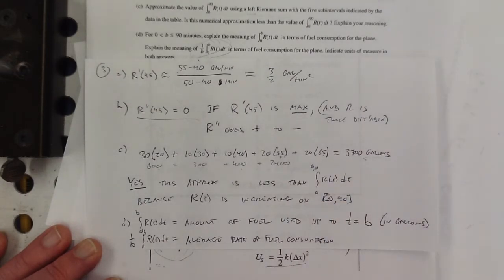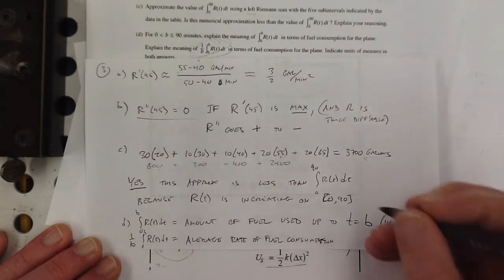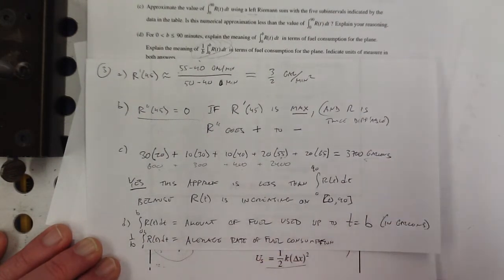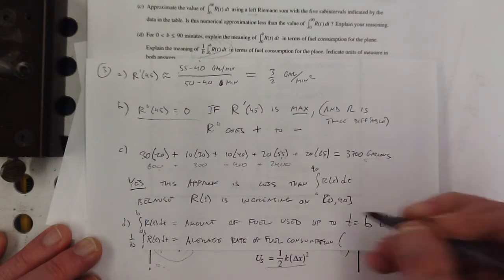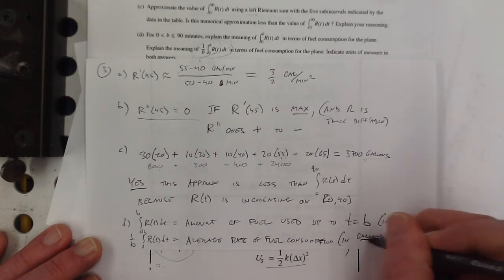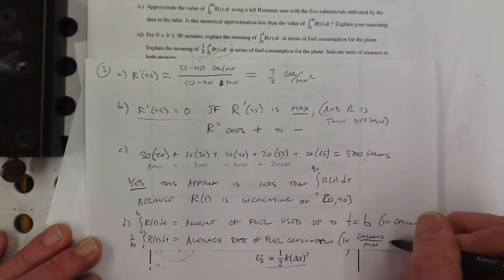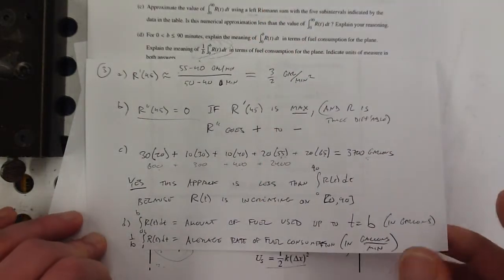And the units of that would be gallons. Now we're dividing by b, which is a time, so that's, of course, if it's the average rate of fuel consumption, it has to have the units of fuel consumption. So that would be in gallons per minute. Right? Same units as that, because we're finding the average value of that.